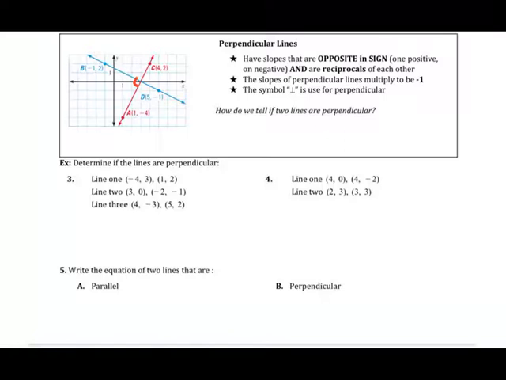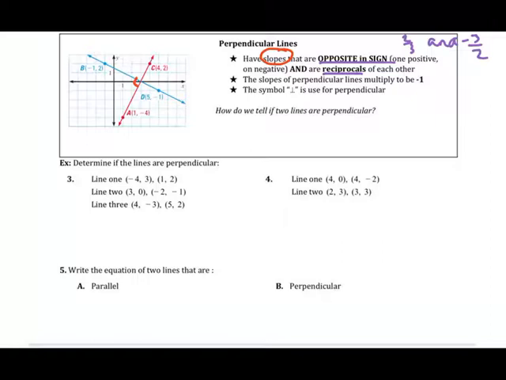Things that you should know about perpendicular lines: they have slopes. Again, it's all about that slope. The slopes are opposite in sign, meaning one of them is positive and one of them is negative, and they are also reciprocals of each other. So for example, 2/3 and -3/2 are an example of perpendicular slopes because they are opposite in sign, one positive and one negative, and they are reciprocals of each other.